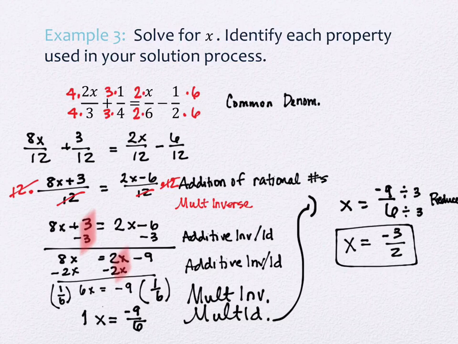Crazy stuff, right? It's a lot of steps, but when you start writing down all the steps of things, the justification for why you're doing things, it gets really messy very quickly.